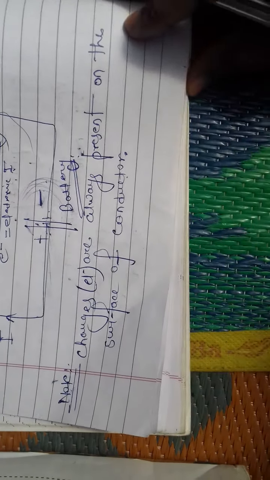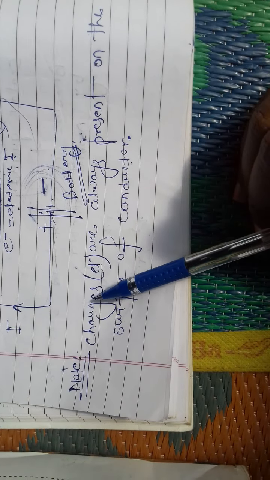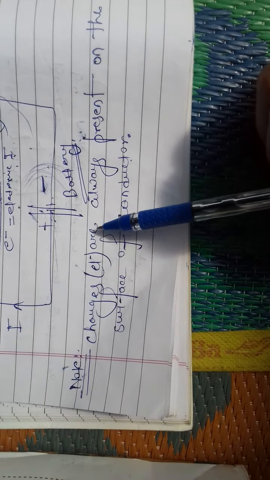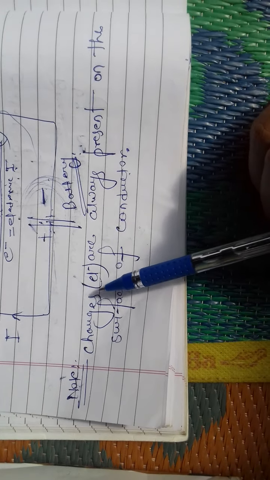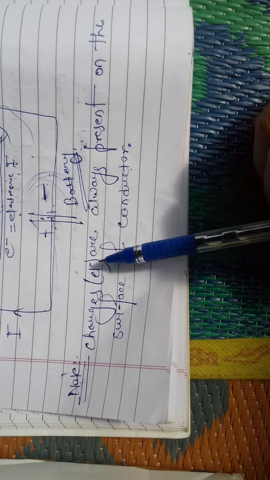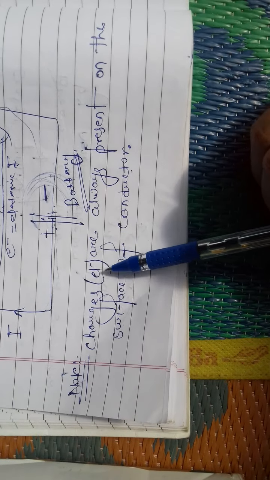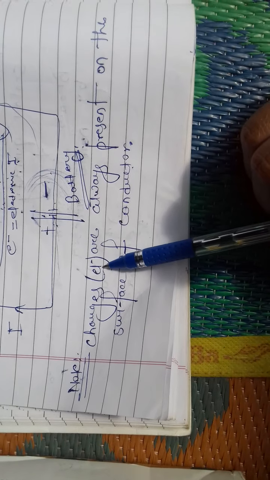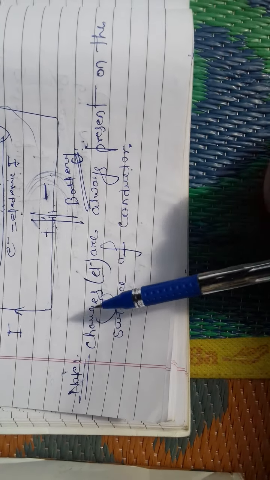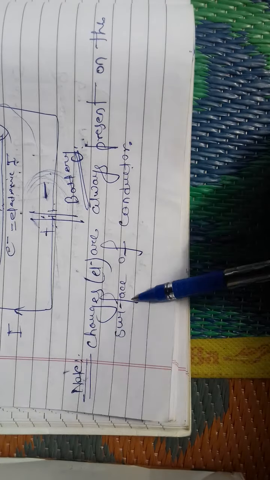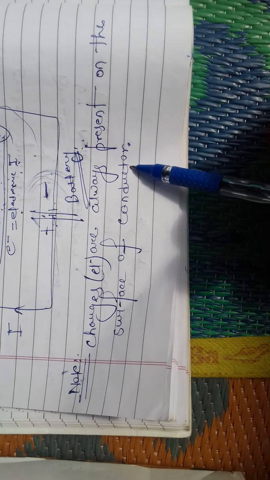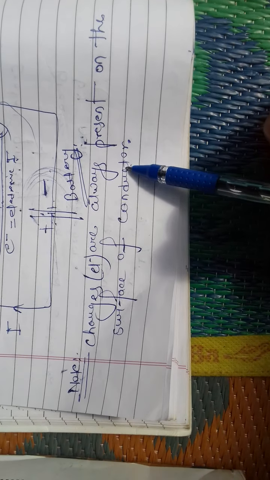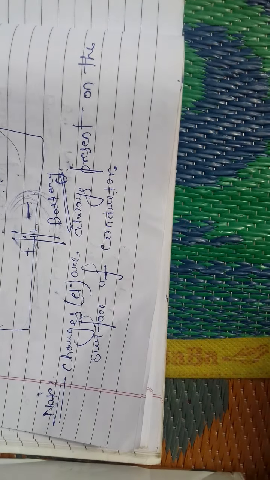So this is the direction of the current, always taken from the positive to the negative terminal. There is a note: for this chapter on electricity, the charges are always electrons, the negative ones. So wherever charges appear, we have to consider only the electrons. Charges are always present on the surface of the conductor, and inside the conductor the electrons are not present, so the electric field inside the conductor is always zero.